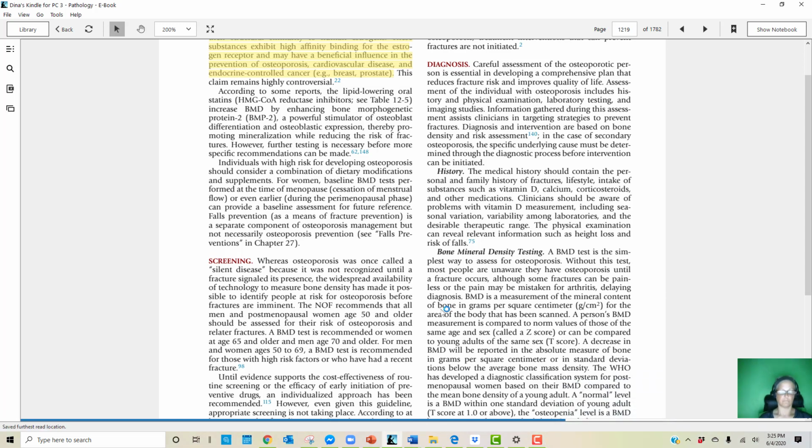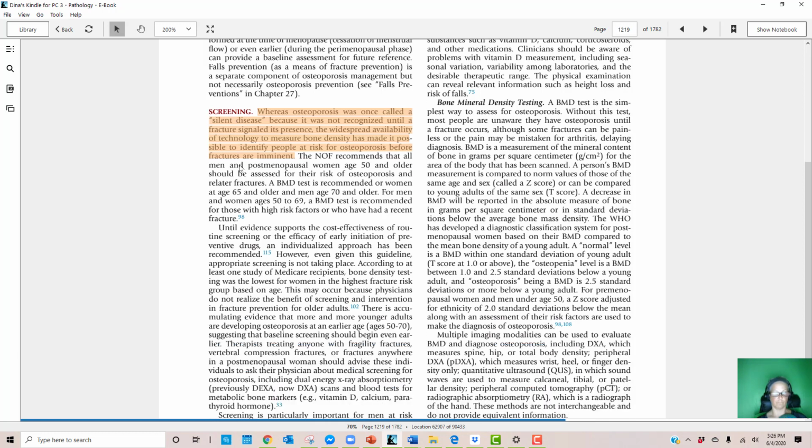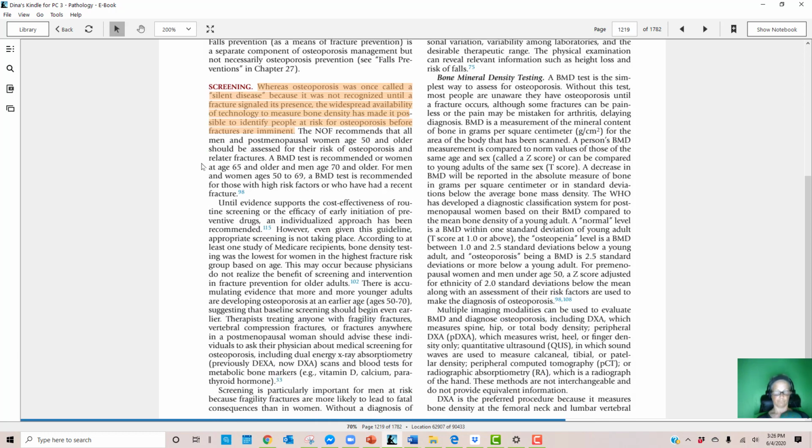Screening. Whereas osteoporosis was once called a silent disease because it was not recognized until a fracture signaled its presence, the widespread availability of technology to measure bone density has made it possible to identify people at risk for osteoporosis before fractures are imminent. The NOF recommends that all men and postmenopausal women age 50 and older should be assessed for their risk of osteoporosis and related fractures. A BMD test is recommended in all women at age 65 and older and men age 70 and older. For men and women ages 50 to 69, a BMD test is recommended for those with high-risk factors or who have had a recent fracture.